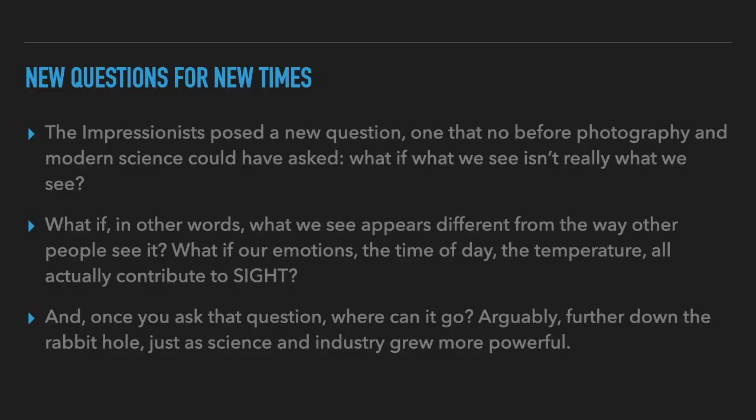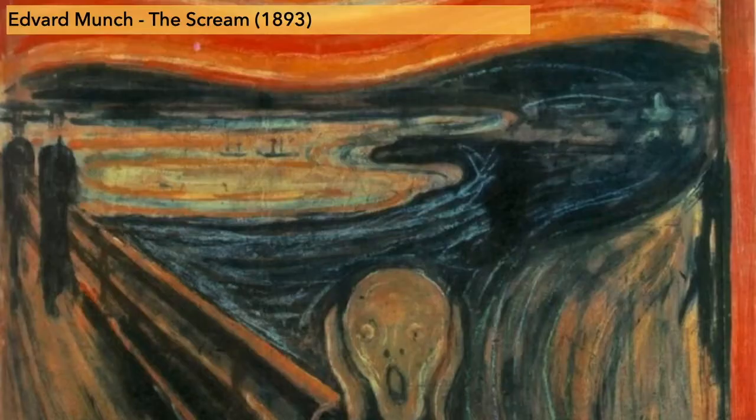So that was the new question. What if what we see isn't really what we see? So what if, in other words, what we see appears different from the way other people see it? What if our emotions, the time of day, the temperature, all actually contribute to sight? Now, once you ask that question, where does it go? Well, we go from Impressionism to what's sort of generally termed Expressionism.